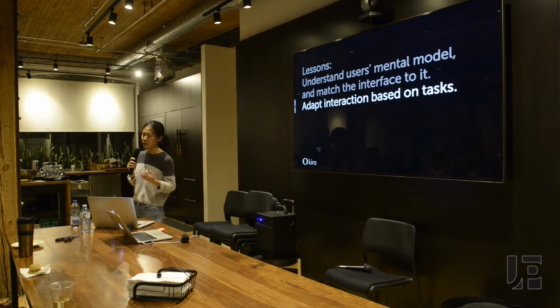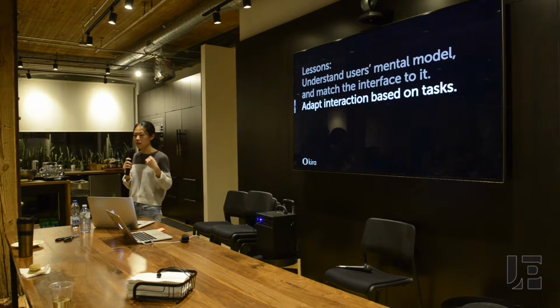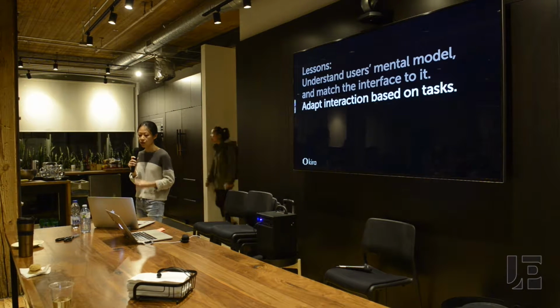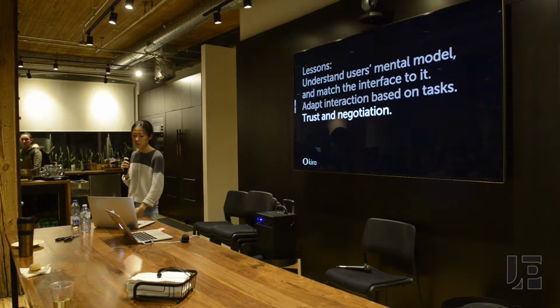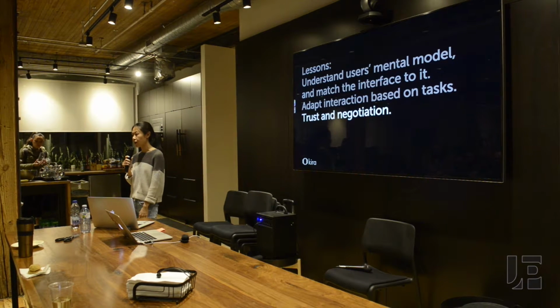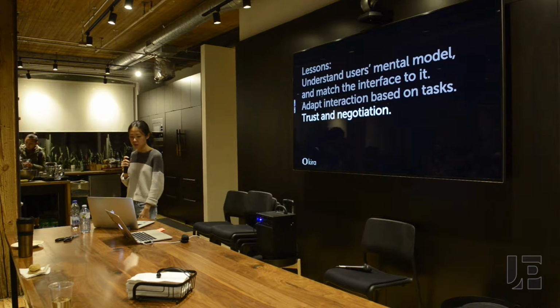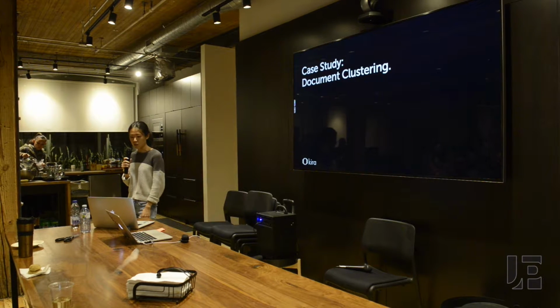And the second thing is really to adapt your interaction based on the kind of user tasks. What you'll find is that certain algorithms are better at certain tasks than others. So understanding what their goals are, what their tasks are, and adapting your interface and interaction to it is really, really important. And in the end, establishing trust and allowing negotiation. Users need to be able to negotiate with your system. And then I'll use a case study to illustrate those points.